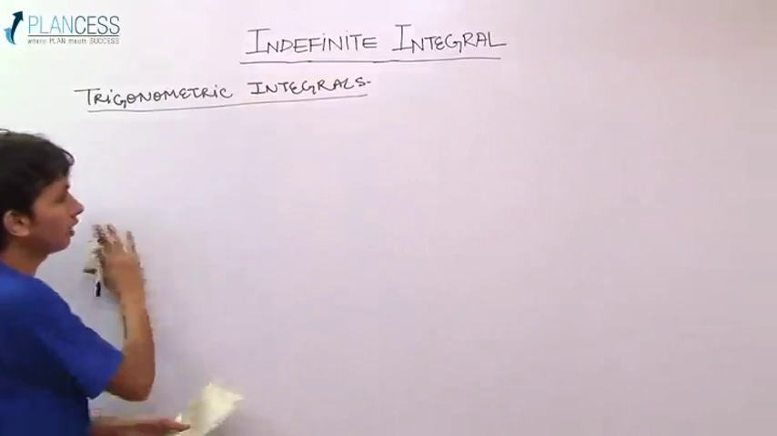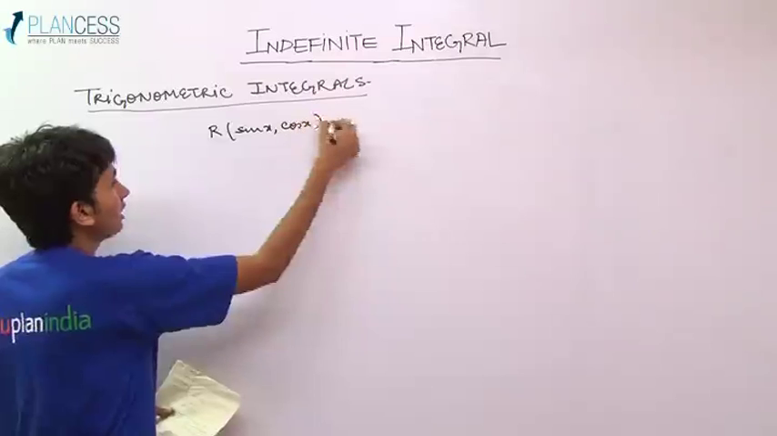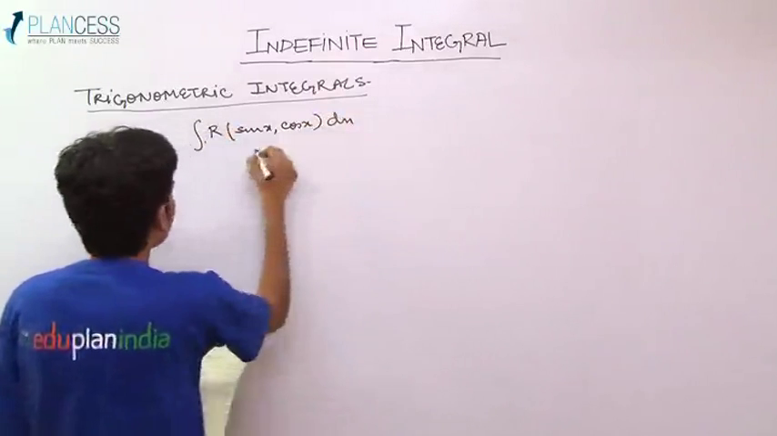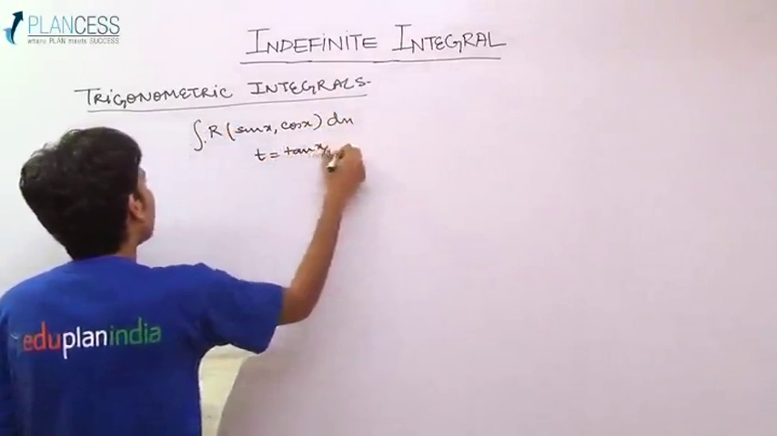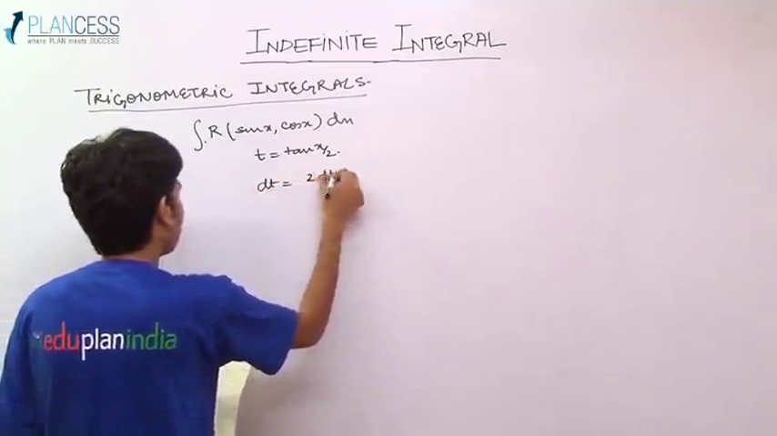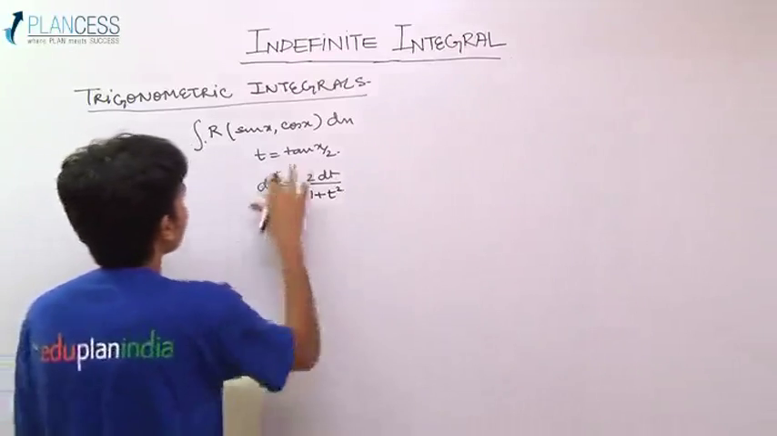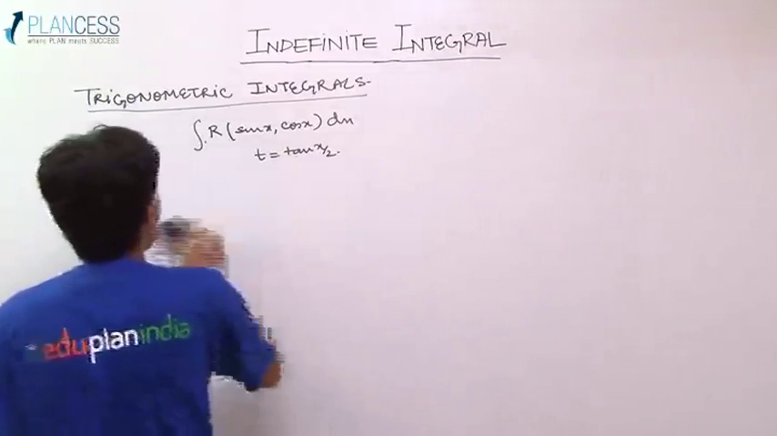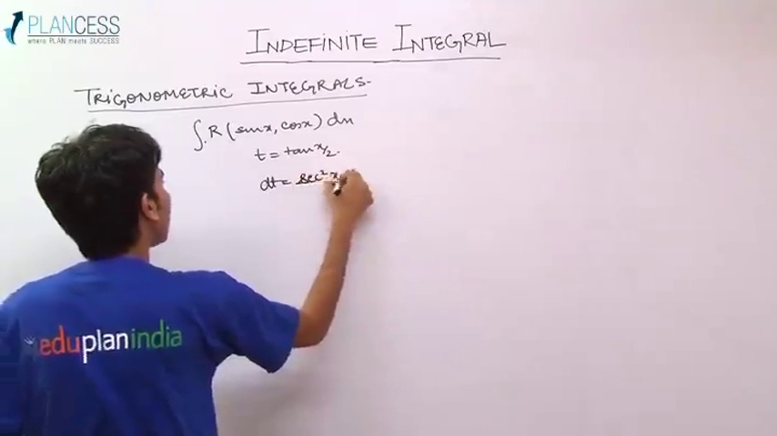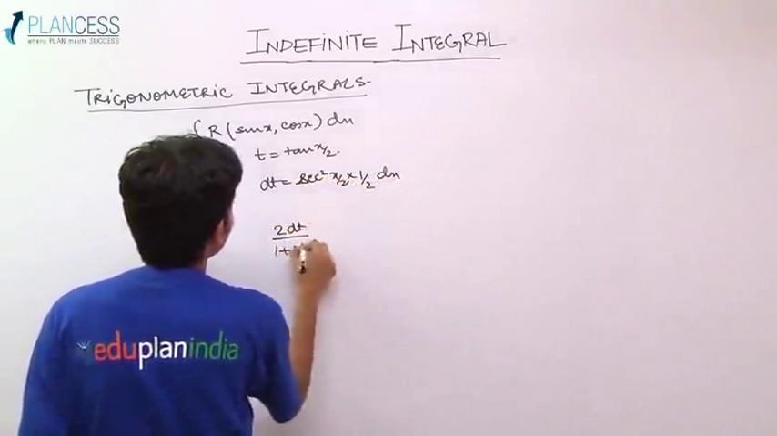The first and foremost, most important rule is, if you have a function of sin x and cos x dx, the basic and most interesting thing to do is let t equal tan x by 2. Then dt is equal to sec square x by 2 into half dx. So we get dx equal to 2 dt upon 1 plus t square.